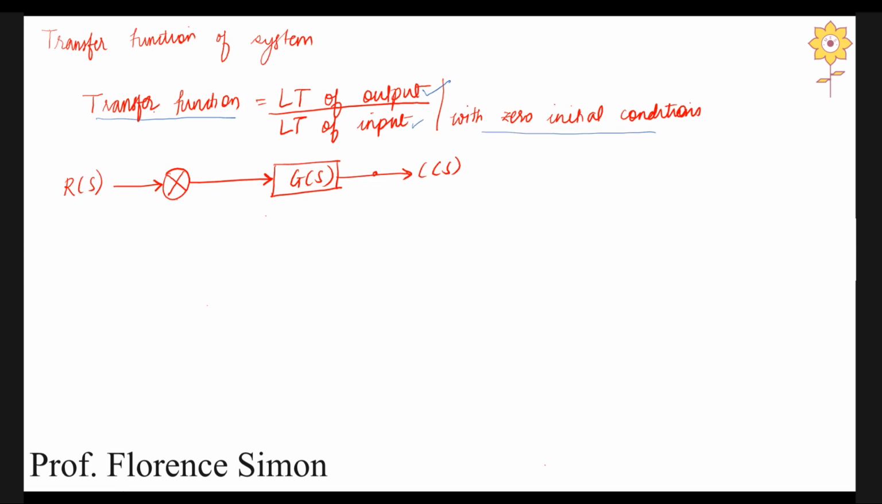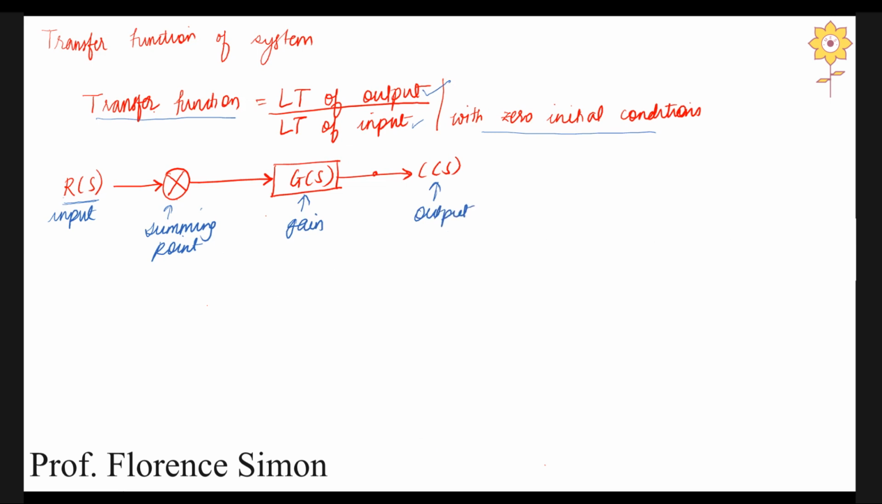Now, let us go ahead and see how we can find out the equation of transfer function. For that, we need to understand a few things. So, here I have drawn a diagram. R(S) indicates the input. This is called the summing point. G(S) indicates the gain of the system and C(S) indicates the output.